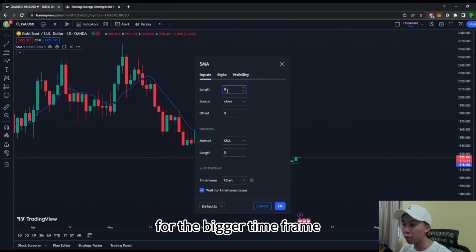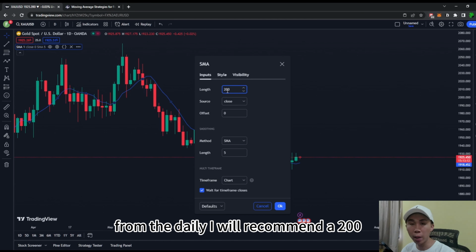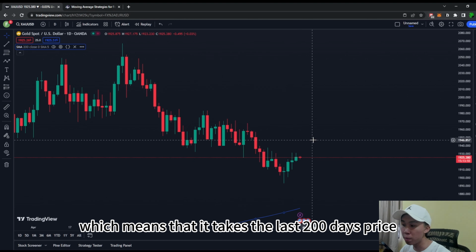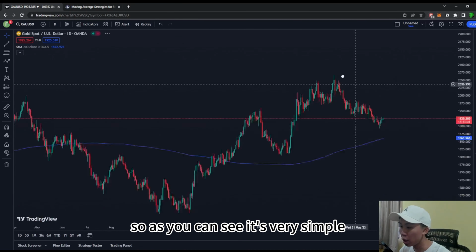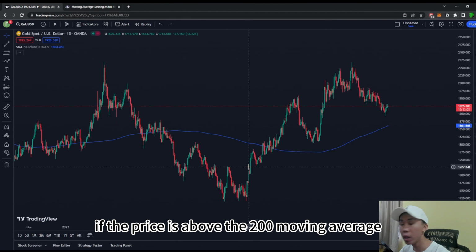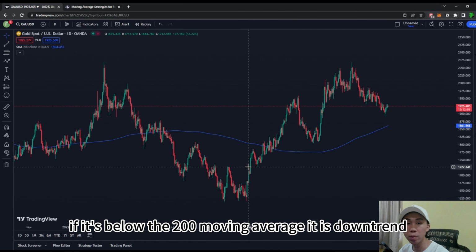For the bigger time frame, for the daily, I will recommend a 200, which means that it takes the last 200 days price and gets an average. So as you can see, it's very simple. If the price is above the 200 moving average, it is uptrend. If it's below the 200 moving average, it is downtrend.